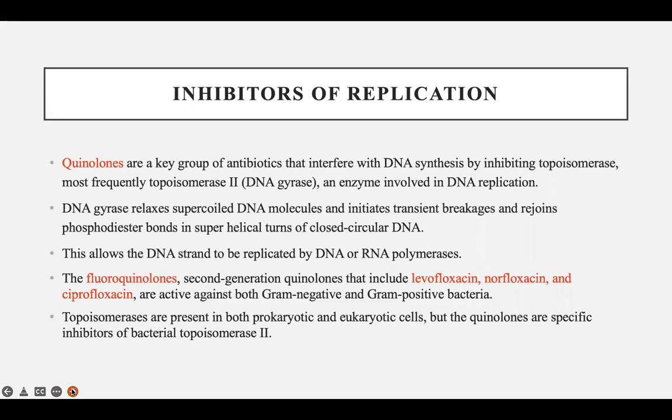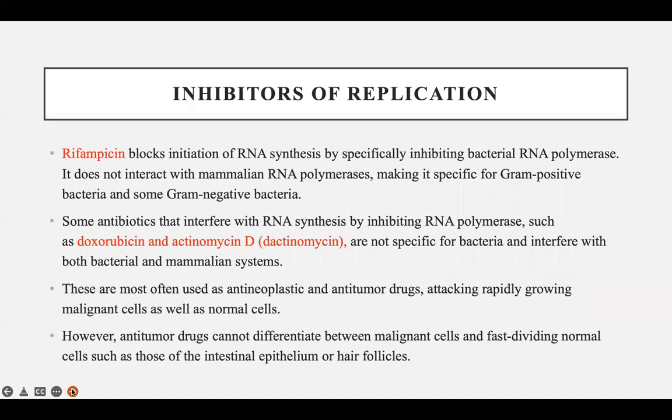Topoisomerases are present in both prokaryotic as well as eukaryotic cells, but the quinolones are specific inhibitors of bacterial topoisomerase 2. Rifampicin blocks initiation of RNA synthesis by specifically binding bacterial RNA polymerase. It does not interact with mammalian RNA polymerases, making it specific for gram positive bacteria and some gram negative bacteria.